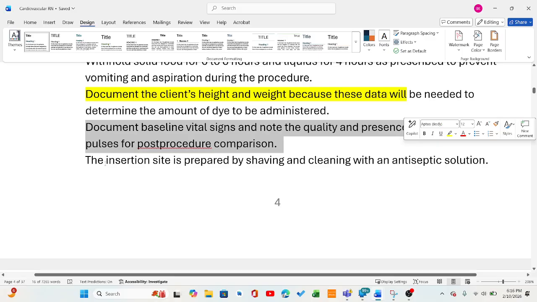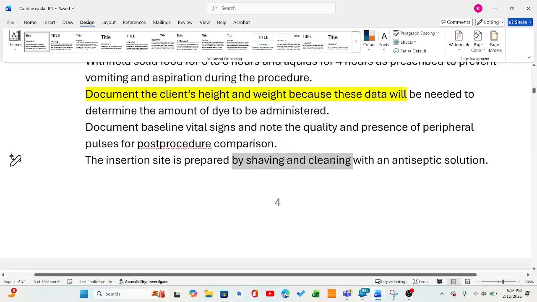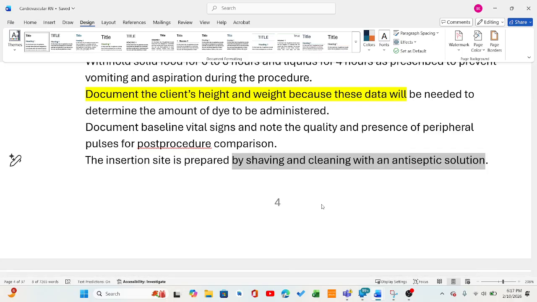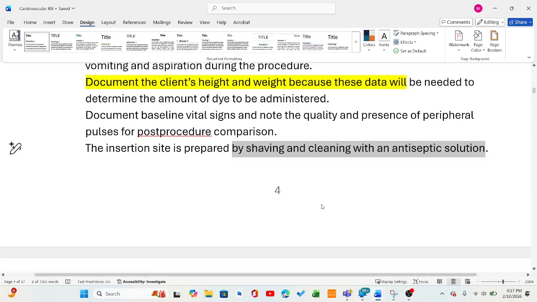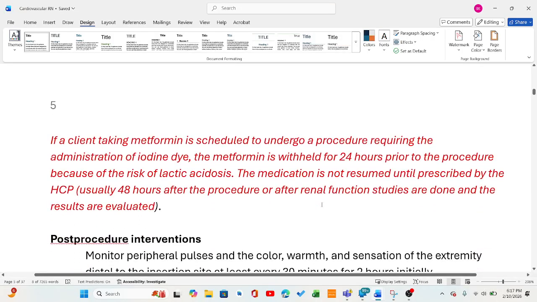So again, the insertion site, before they go in for the procedure, you need to shave the insertion site. You clean it with antiseptic solution before they go in for the procedure. And again, when they go, they will clean that area as well. The reason is that we are going straight into the heart. So when we introduce any bacteria in there, the person can go into sepsis. So you don't want that.